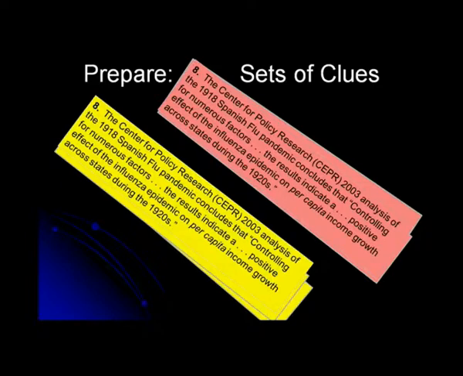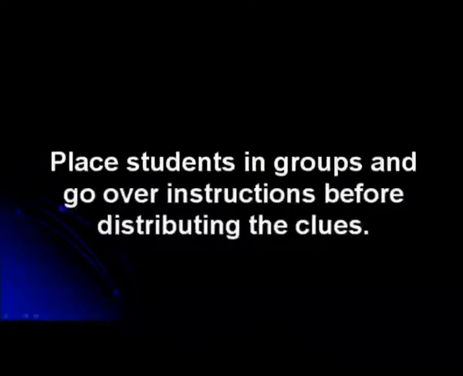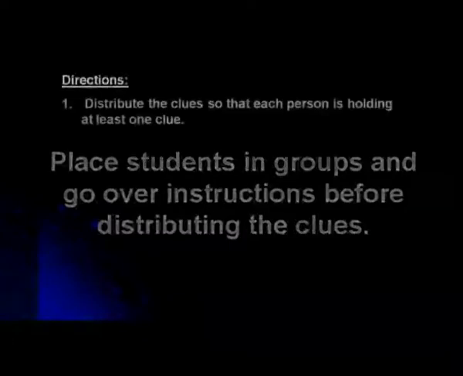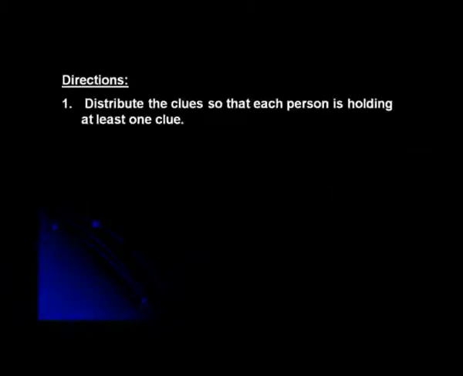So for example, if there are 10 clues, the yellow set should have clues number 1 through 10, and the pink set should have clues number 1 through 10, and so forth. Staple the sets of strips together so that you have one set per discussion group. Put the students in groups and go over the instructions before handing out the clues. First, tell them to remove the staple and distribute the clues as evenly as possible among the group members.